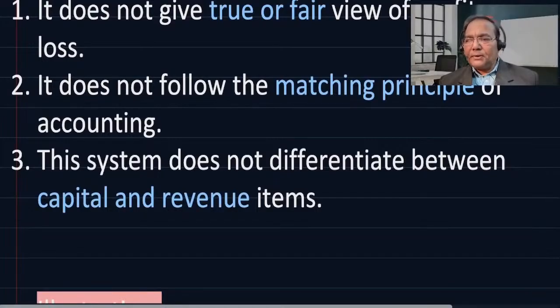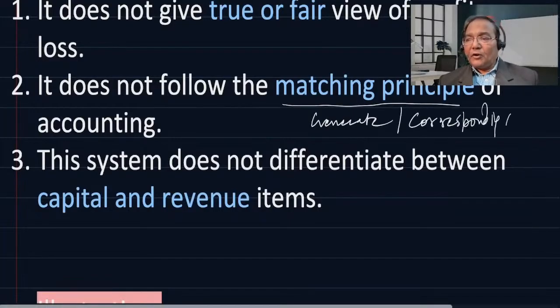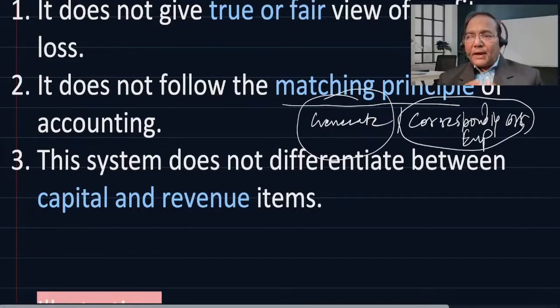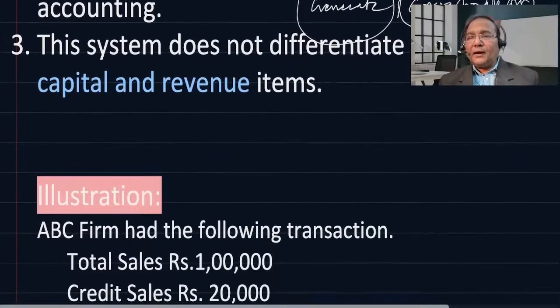So matching principle, what is this? In order to generate revenue, there has to be a corresponding cost or expenses. Unless we incur the expenses, there cannot be generation of revenue. So as per matching principle, the revenue which is generated, the corresponding expenses are identified, and those expenses are deducted in order to get the profit. So this matching principle does not apply when it comes to cash basis of accounting. This does not differentiate between capital and revenue item.